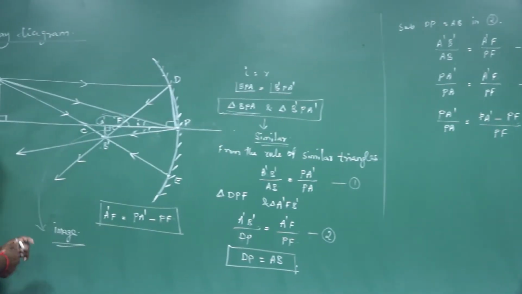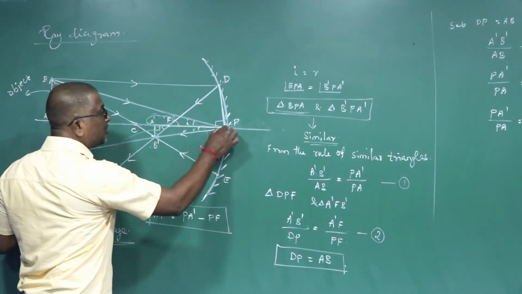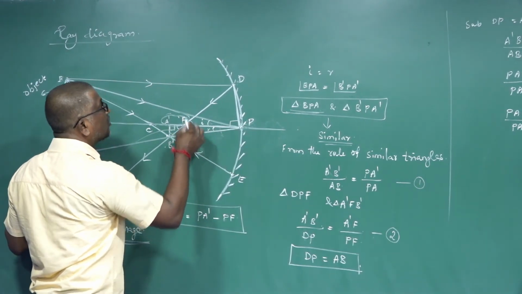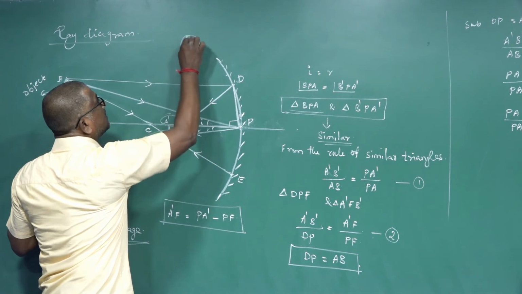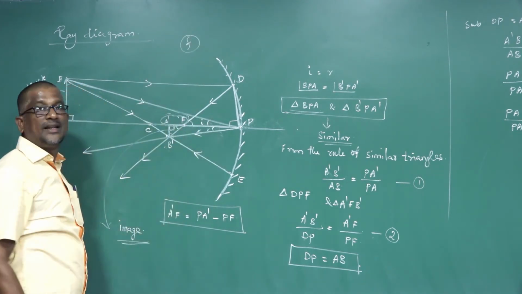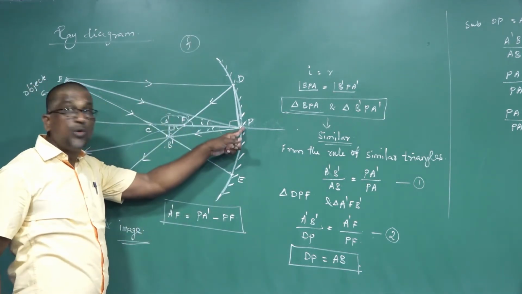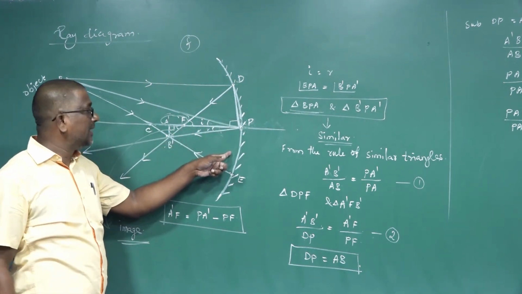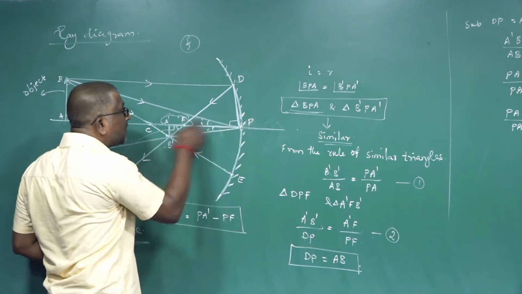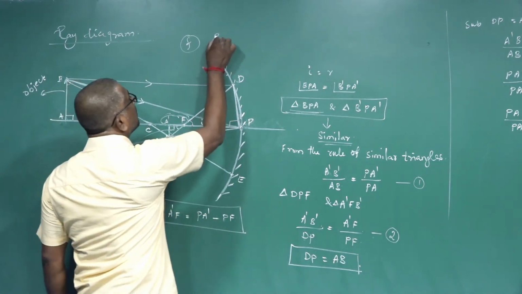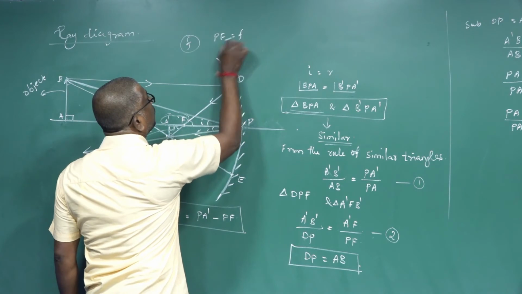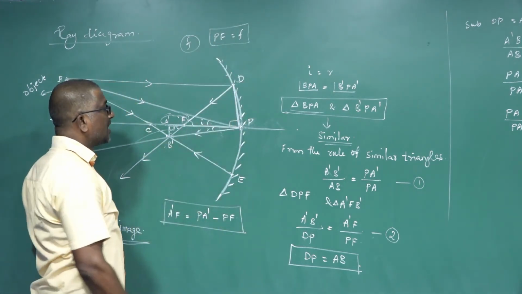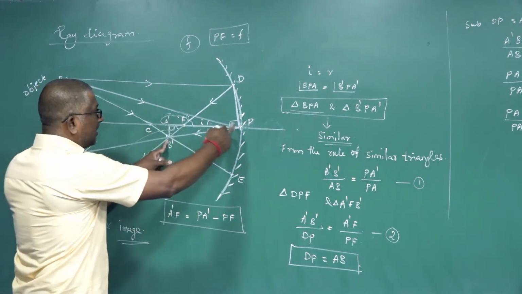Here, look at the ray diagram. The distance between the pole and the principal focus of a given spherical mirror is called focal length. The focal length is denoted by the letter small f. Right. Here, PF is the focal length of the given concave mirror. And this is the image and this is the pole.